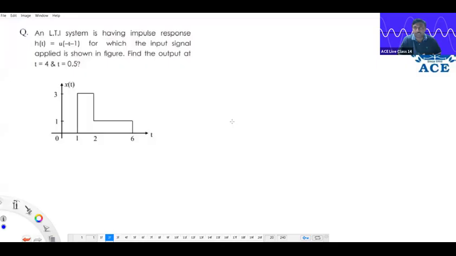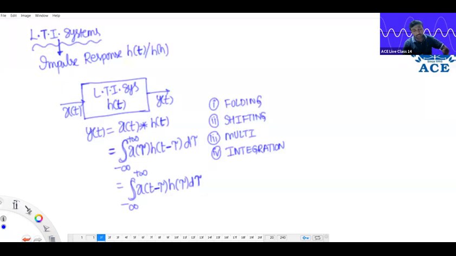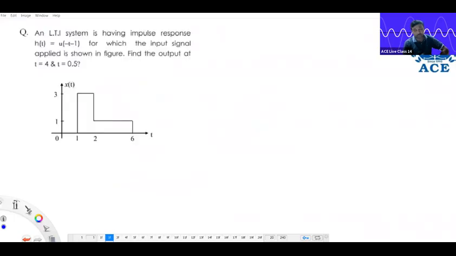To solve this type of questions, first you have to check, out of the two given signals, which signal you want to fold and shift. That point you have to check, sir. Suppose you want to fold and shift h of t, take the formula as y of t equals integral x of tau h of t minus tau. Directly substitute that instant. If you want the output at 4, directly place 4 for t, like that.